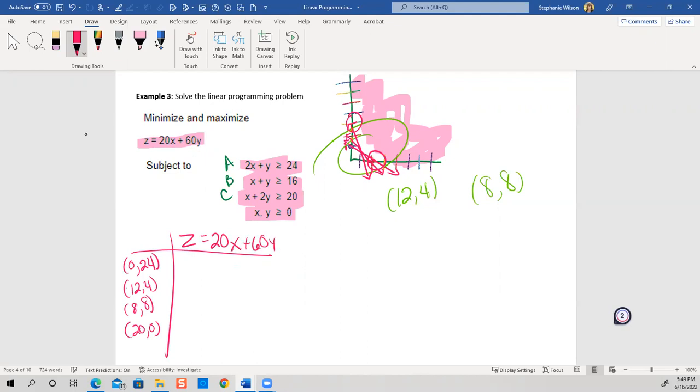When I plug 0 in for x, I get 0, and then I have 60 times 24. 60 times 24, we get 1440. Now I'm going to plug in 20 times 12 plus 60 times 4, and we'll get 480. We're going to plug in 8.